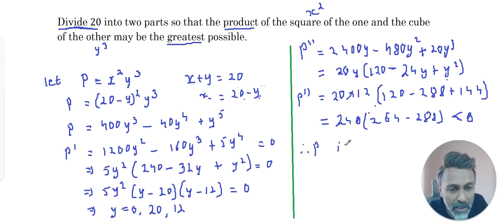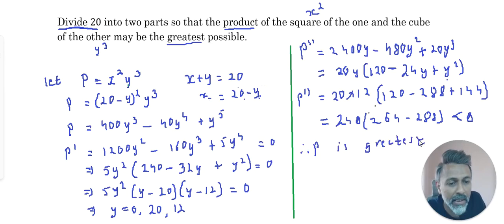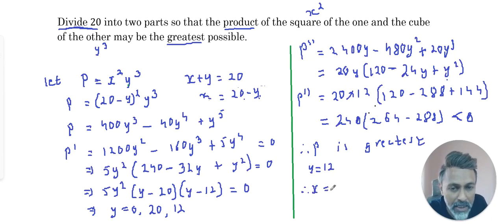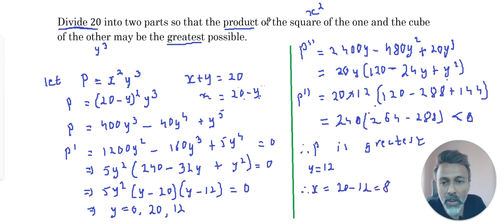Therefore P is greatest when x is 12. Sorry, when y is 12. Put that 12 here in the initial condition. Therefore x is equal to 20 minus 12, which is 8. So the question was, what are the two numbers, or divide 20 into two parts. So the two numbers are 8 and 12. They have not asked us to find the greatest possible value, else we would have put 8 and 12 in this x square y cube and evaluated that too.